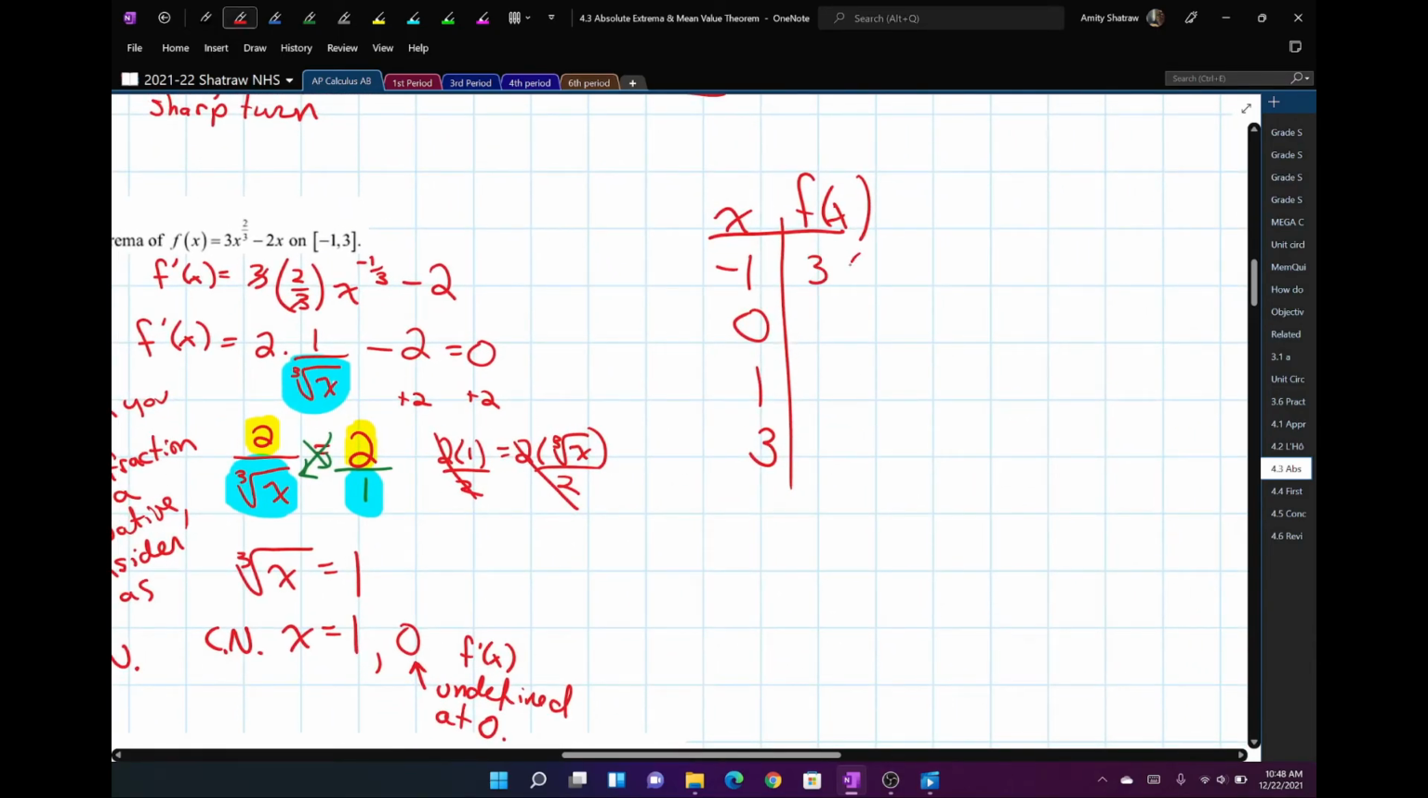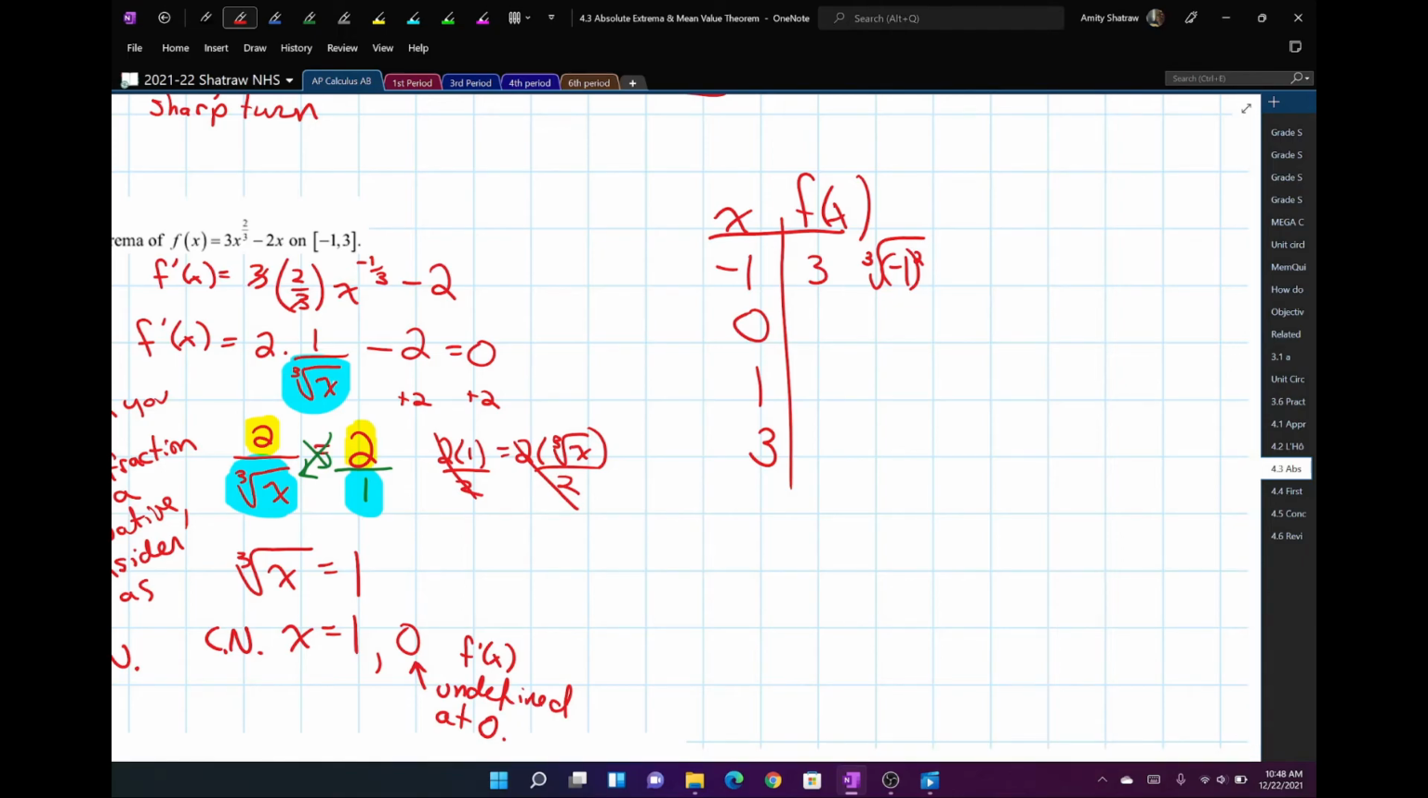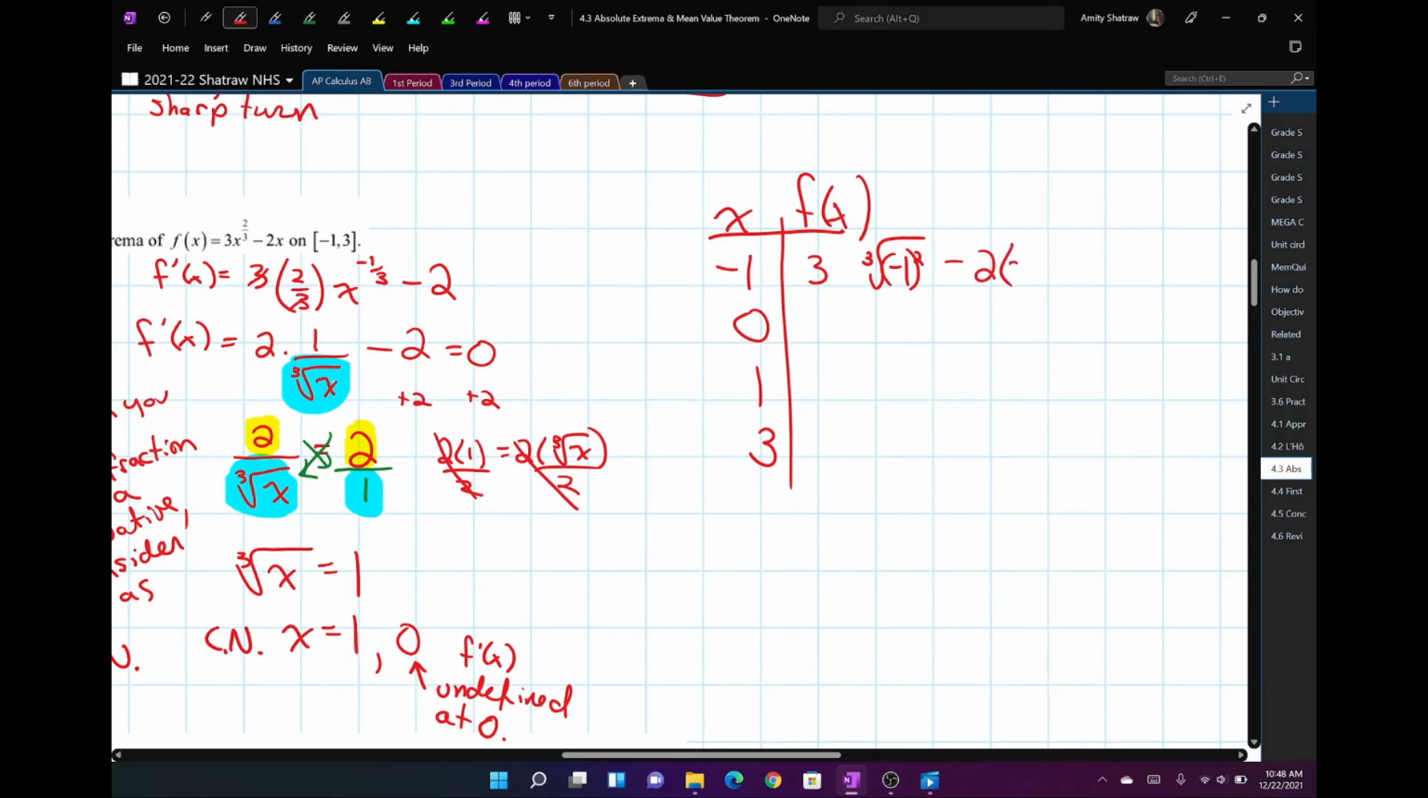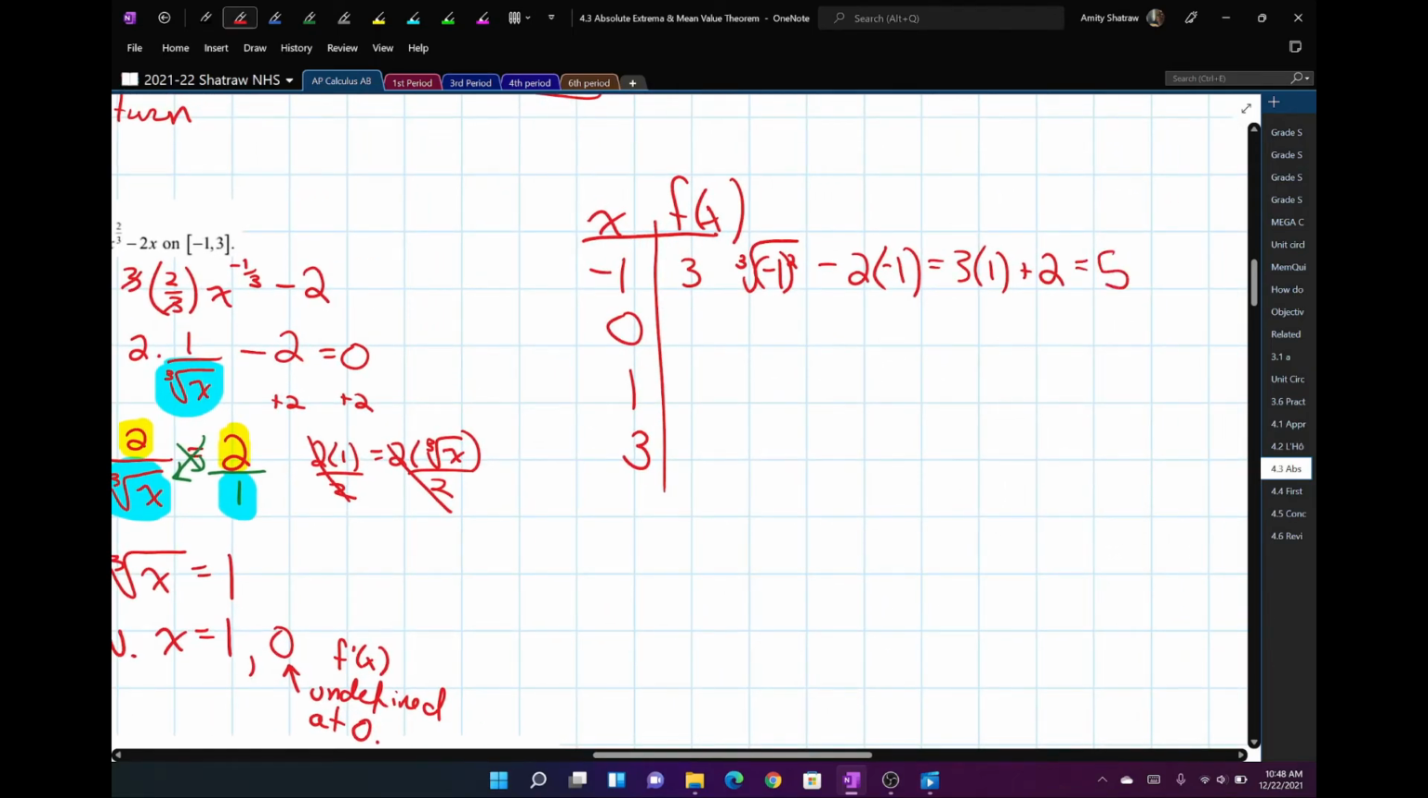This is 3, and negative 1 to any power, what do we get? Well, let's convert this. This is really negative 1 being squared, and then you take the cube root. Well, negative 1 being squared means I'll get 1. And the cube root of 1, we already found out, is 1. And then I have negative 2 times that negative 1. So this is going to be really 3 times 1, plus 2 times 1 is 2, and so that's going to end up being 5.